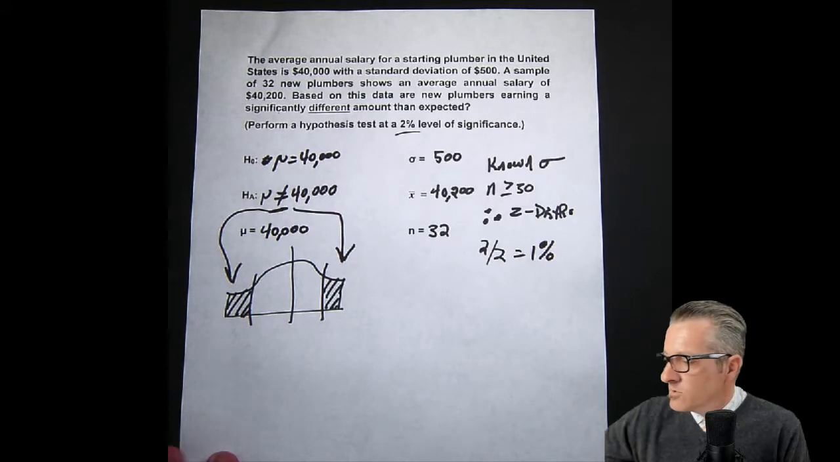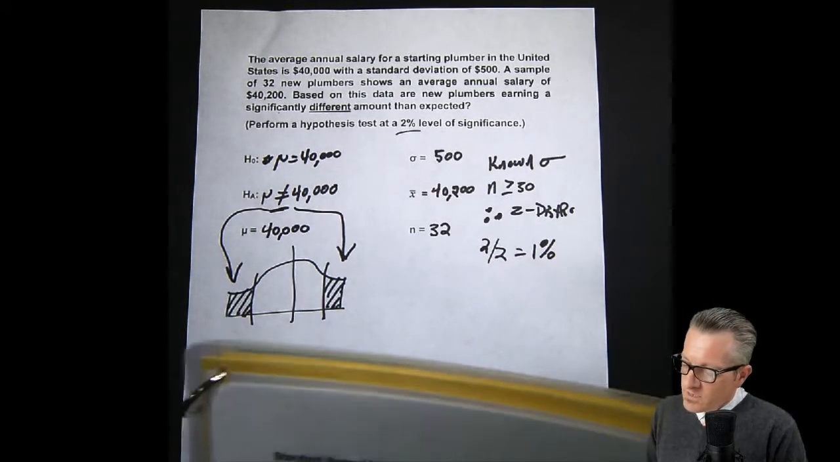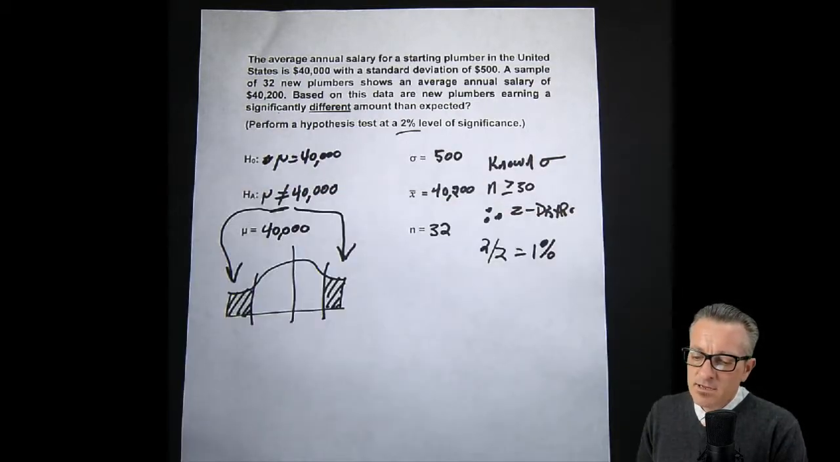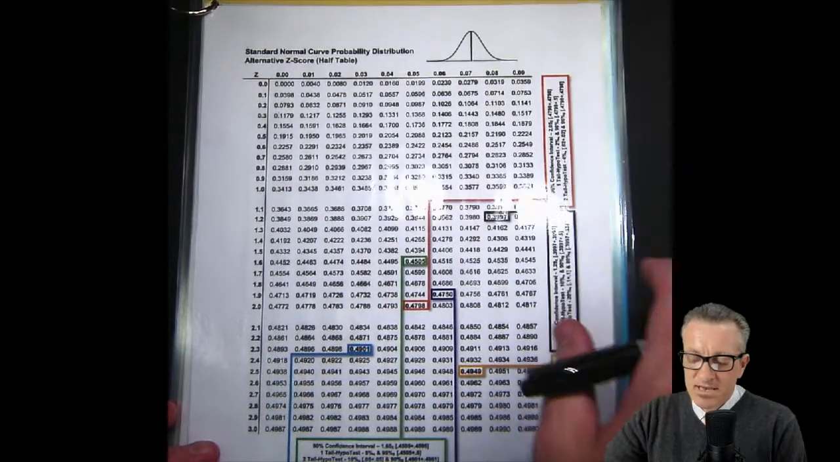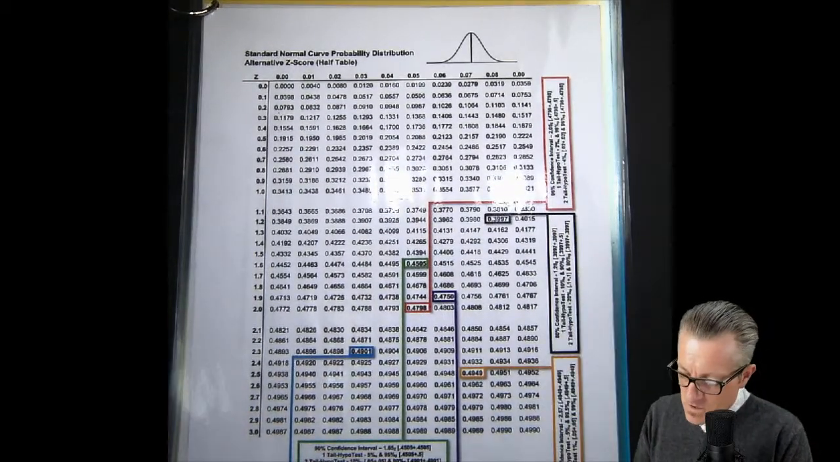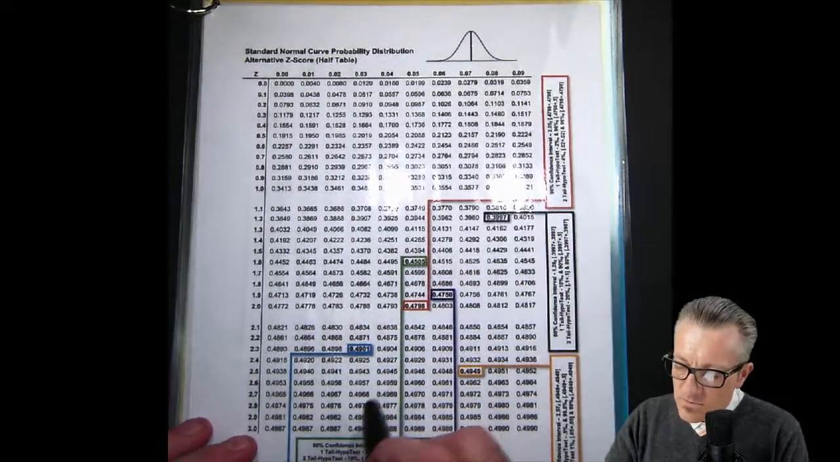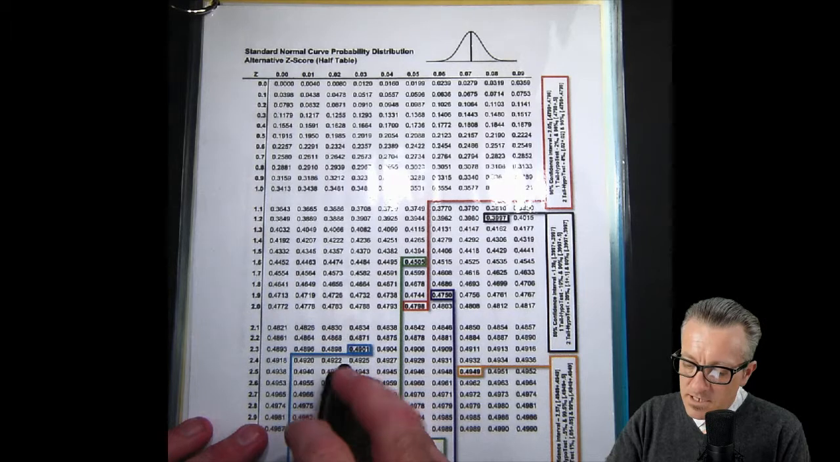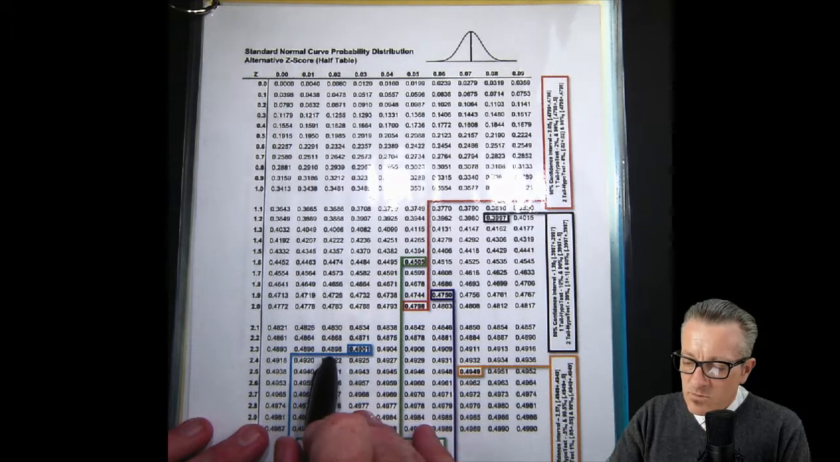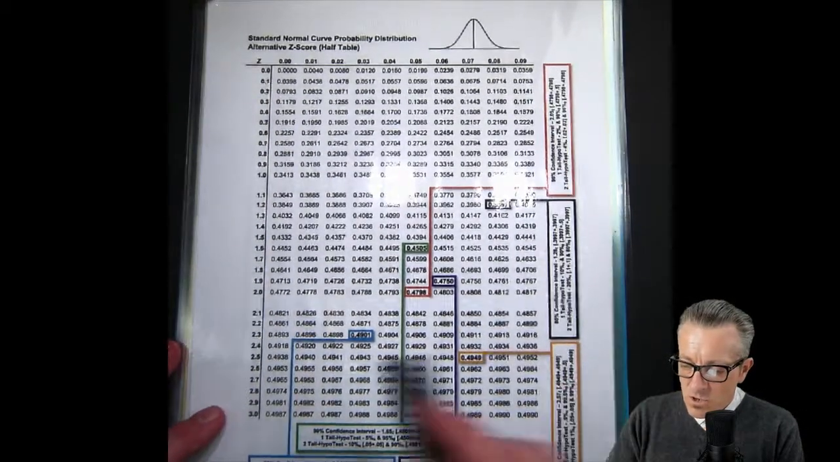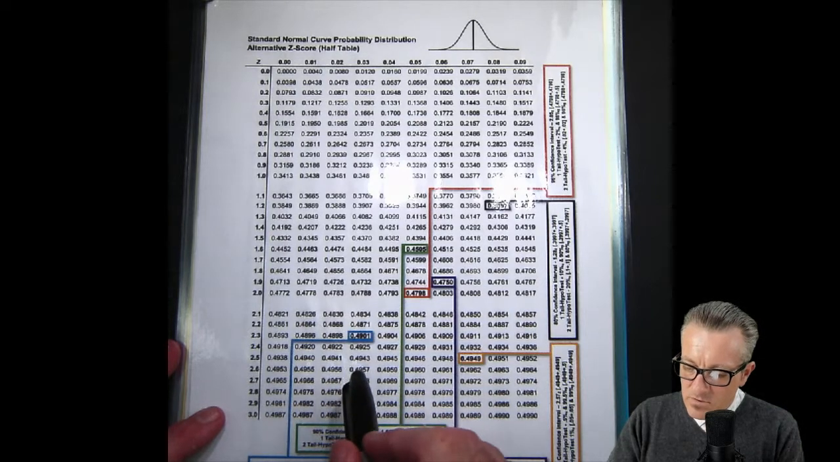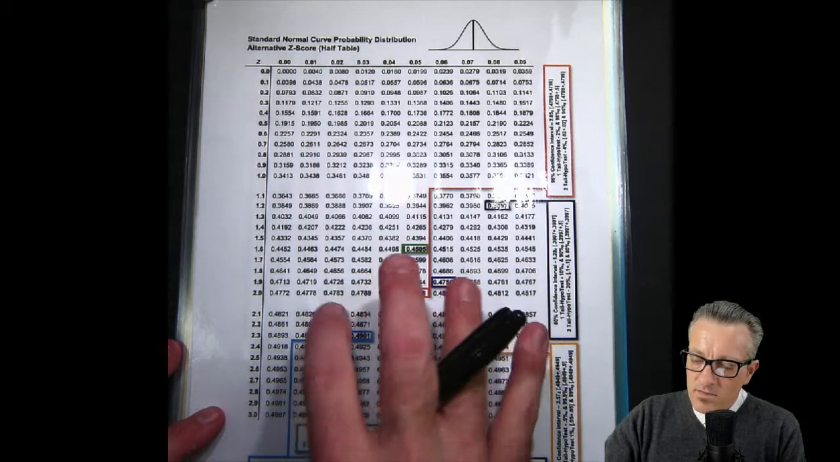So let's take a look at our table. We want to get the value for each tail, and once we add this up, it cannot equal more than 2% for both tails. So what we want to find is the value under the curve that will give us 1% in each tail.